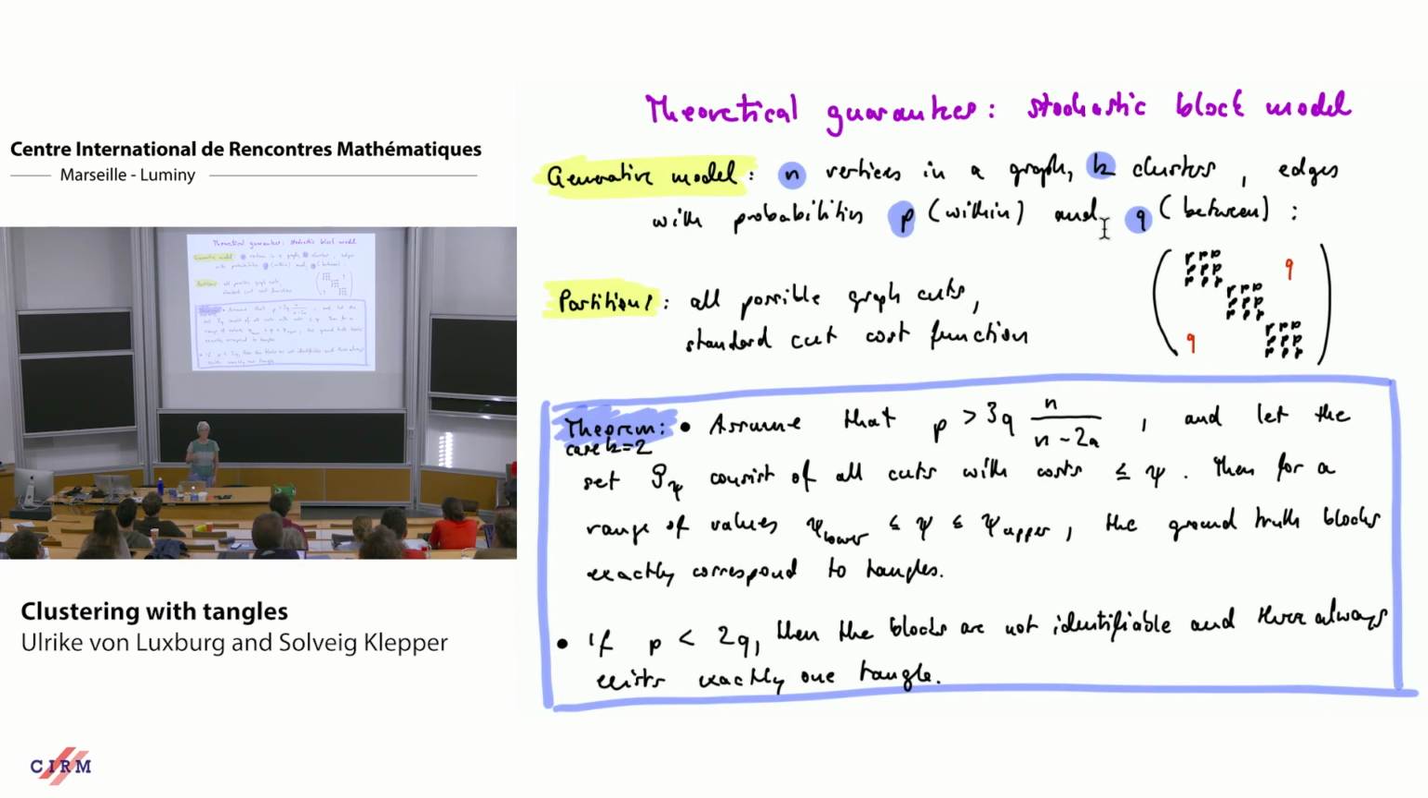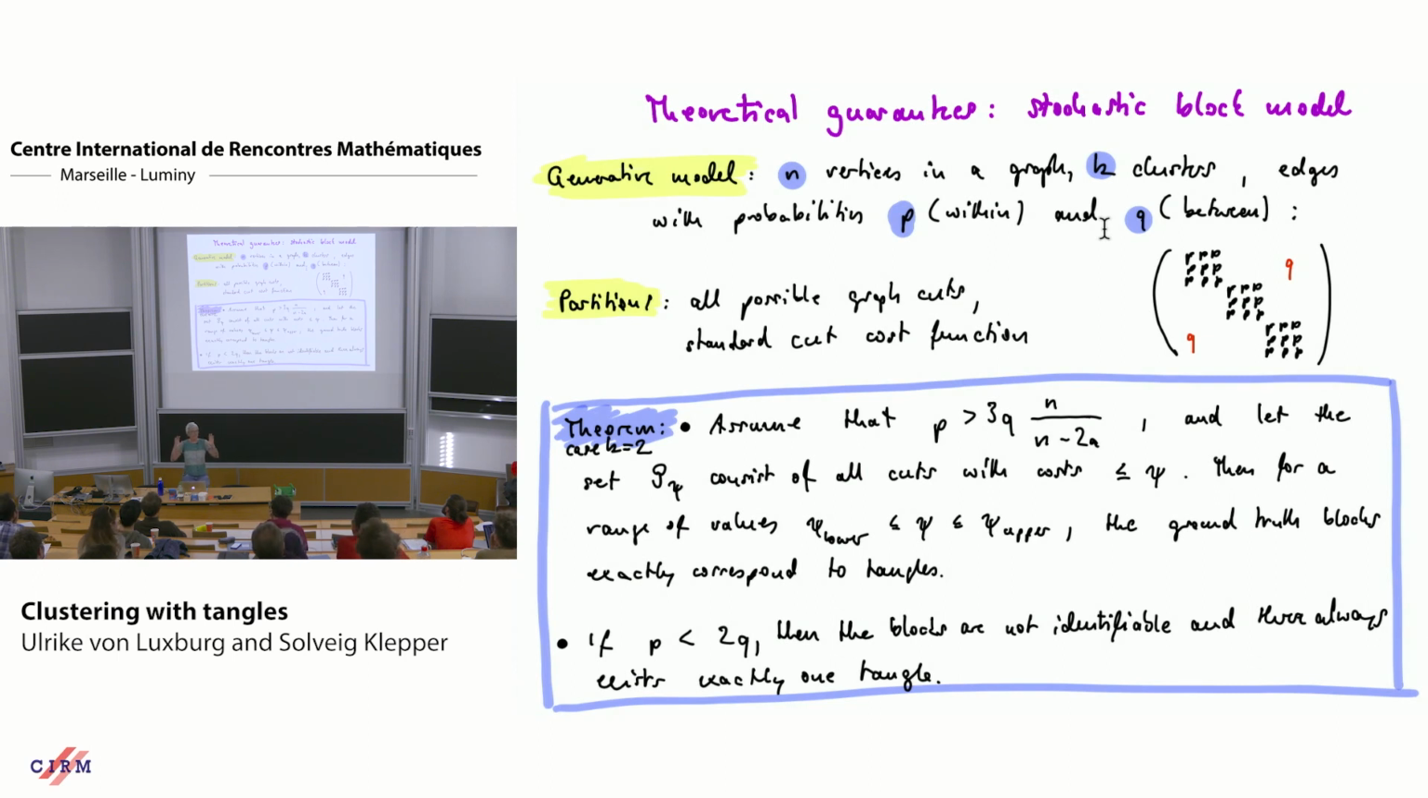Now, the important question that you also asked is, what are the cuts we use? And in this example, we do what people in theory often do. We simply assume we have all possible graph cuts, all the 2 to the power of n many cuts in this case. And we have the standard cost function for cuts, which just counts how many of the edges would be cut if you take a look at a partition.